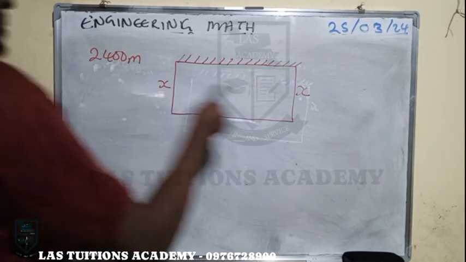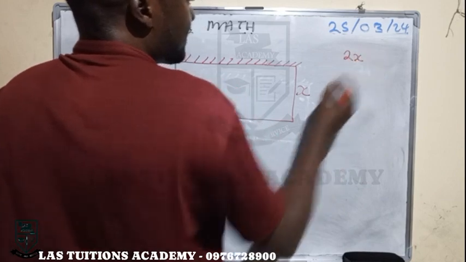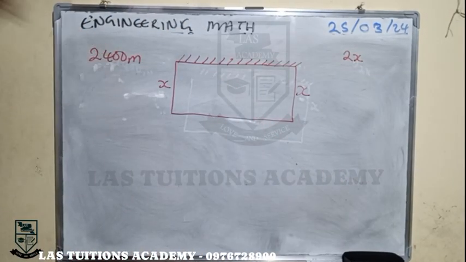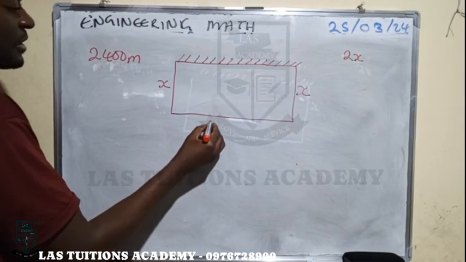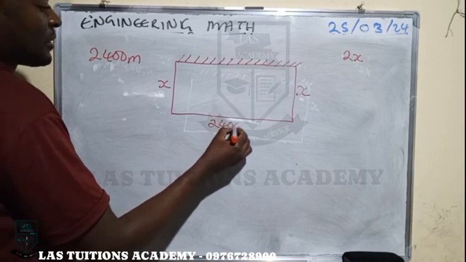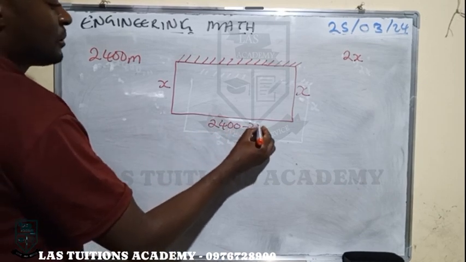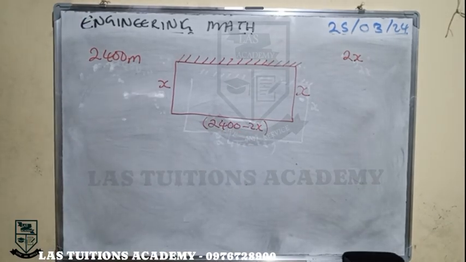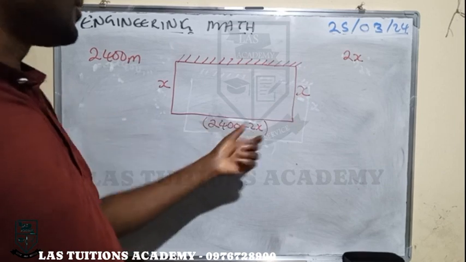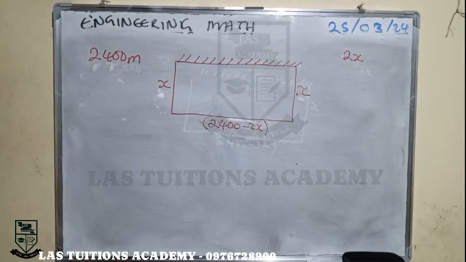So this x plus that x is going to give us 2x. So from this 2,400 meters, we are subtracting the 2x to get the other side. So we're going to have 2,400 minus 2x. This is the length of the other side which is remaining, because the total is 2,400 meters. If we have removed x and another x, so we have 2x, we subtract 2x from 2,400. This is what we're going to have there as the length of the other side.